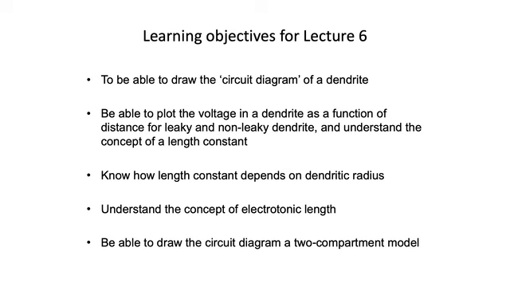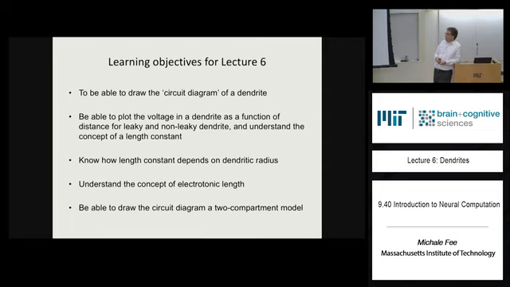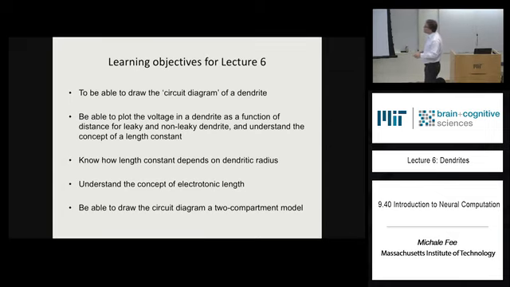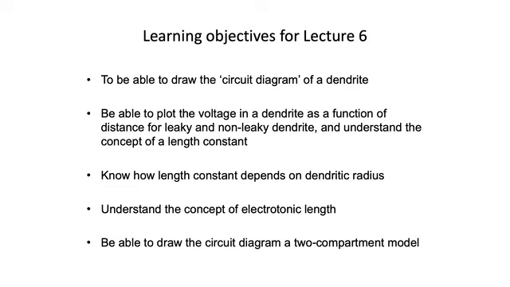All right? And we're going to describe the concept of a length constant, which I'll tell you right now is just the distance at which the voltage falls by 1 over E as a function of length. So it's some length over which the voltage falls by some amount 1 over E. We're going to go over how that length constant depends on the radius of the dendrite. It's a function of the size, and also we're going to describe the concept of an electrotonic length.